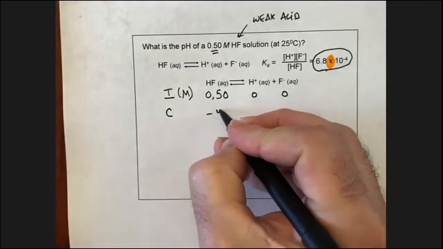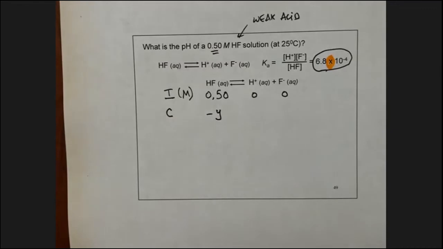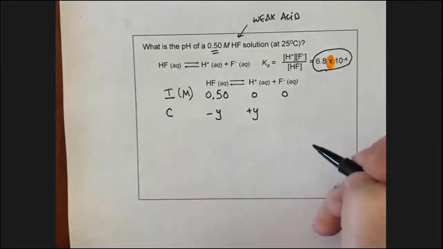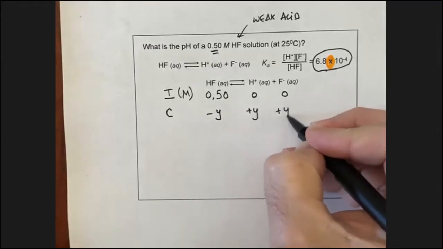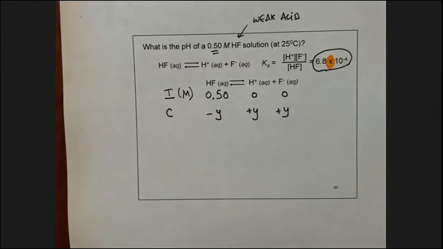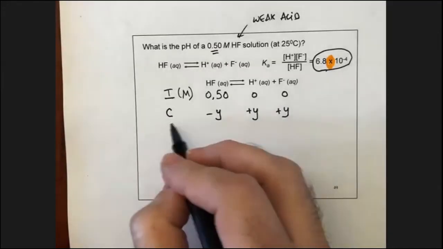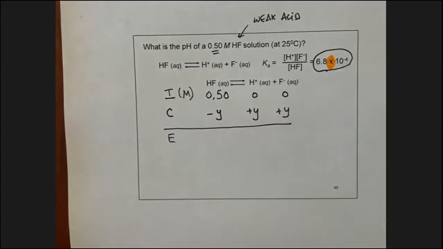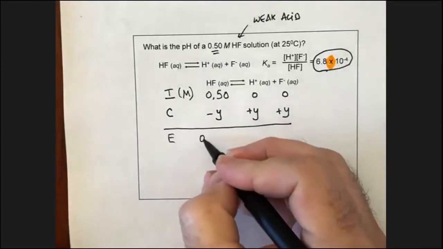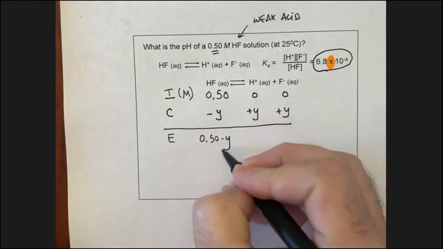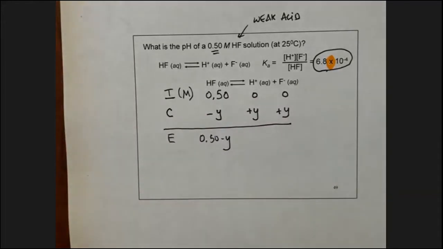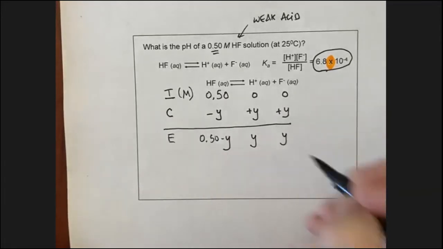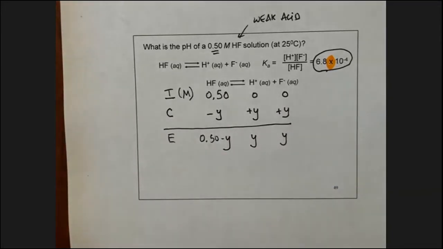Let's say Y moles per liter of HF are going to ionize, which means that Y moles per liter of hydrogen and Y moles per liter of fluoride are going to be produced, right? So at the end of the process, I'm going to have 0.50 minus Y molar HF left over. And I'm going to have Y molar H and Y molar fluoride. Okay?